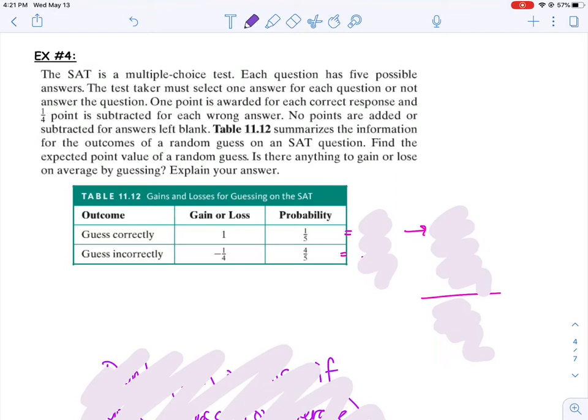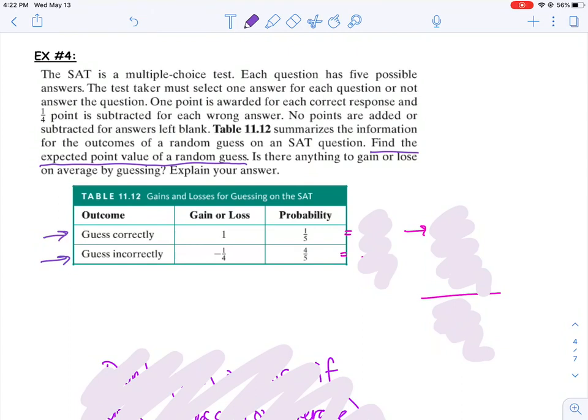And so what they've given is a chart that kind of talks about those different outcomes. So when you go to take the test, the SATs, what are the different outcomes when you answer the question? Well, you could obviously get the right answer, or you can get the wrong answer. So they've made a table of the different outcomes, okay? The question says here, find the expected point value of a random guess. So let's say you just guess as you're going through the SATs, what's expected to happen as you guess, and continue to guess. Is there anything to gain or lose on average by guessing?